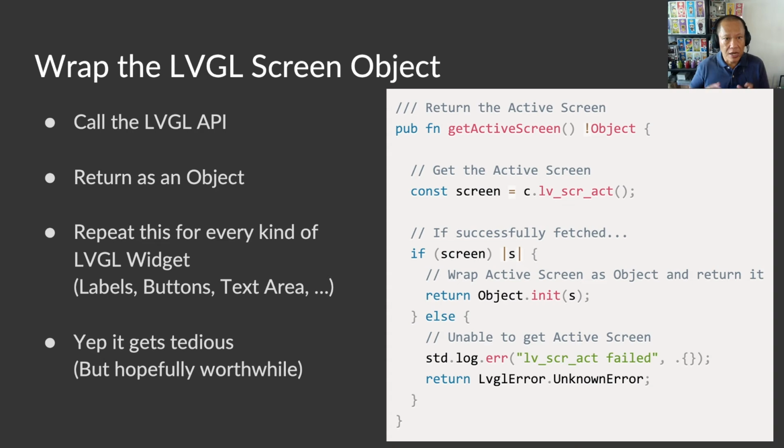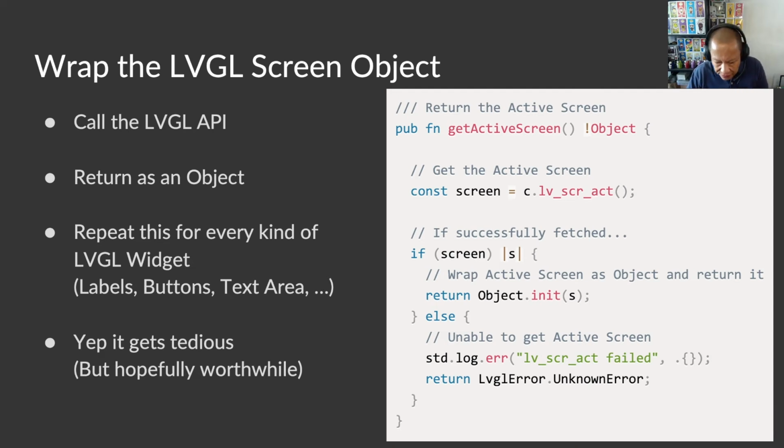We do this by wrapping the LVGL API with Zig. Inside our LVGL wrapper, we call the LVGL API, like getting the active screen. When LVGL returns the active screen, we wrap it inside a Zig object, like this. This Zig object will be used by our LVGL app to perform LVGL operations. We need to do this wrapping for every kind of LVGL widget: buttons, labels, text areas, and so on. It will be tedious, but hopefully worth the effort.